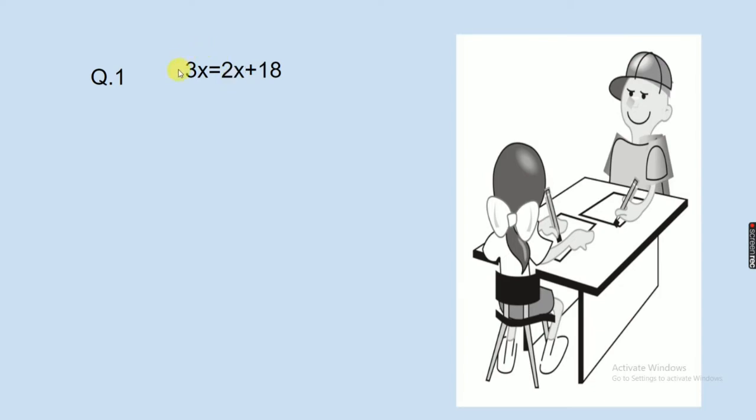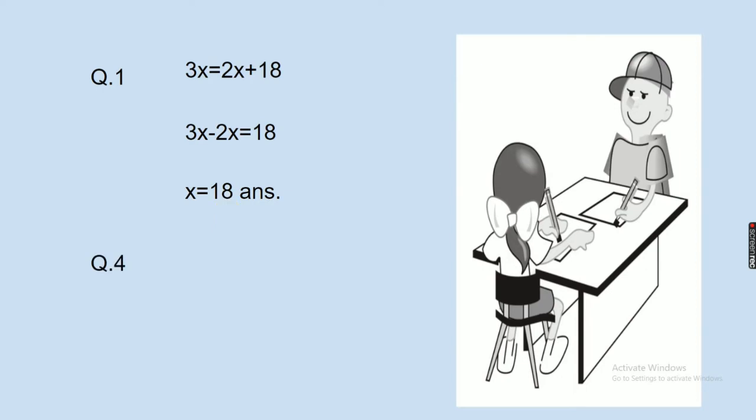when we transpose 2x to the left hand side of the equation, its sign gets changed. This 2x is converted into minus 2x. So this would become 3x minus 2x is equal to 18. Now 3x minus 2x becomes x. Now x is equal to 18. So this is how we find out the value of this variable x. Let us move on to the next example.